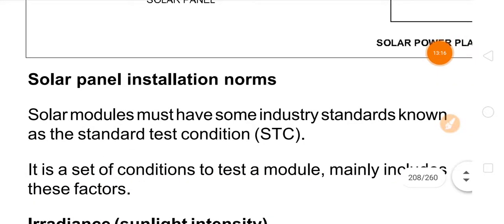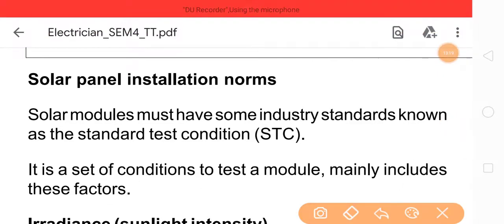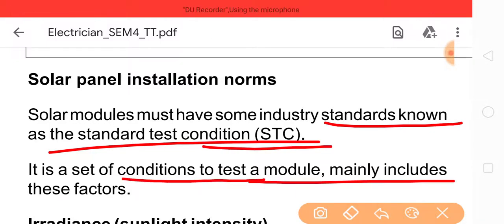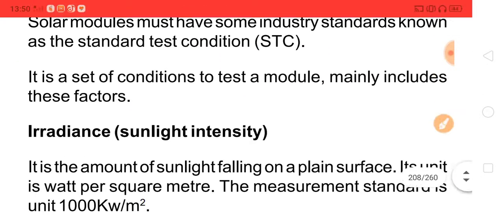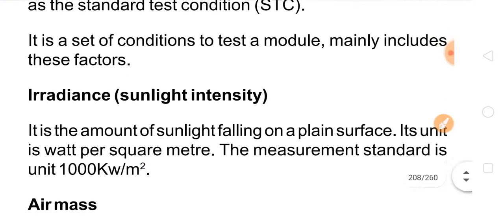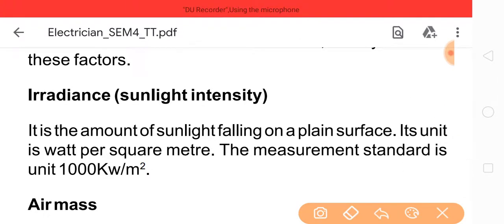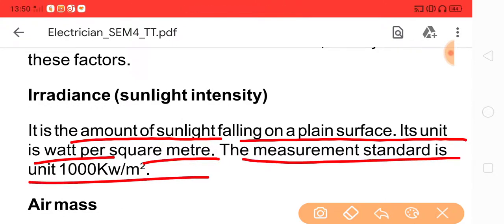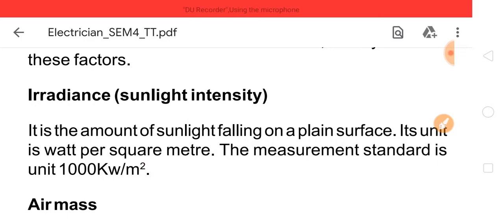Solar panel installation norms. Solar modules must meet an industry standard known as the Standard Test Condition, STC. It is a set of conditions to test a module, mainly including these factors. Irradiance, or sunlight intensity, is the amount of sunlight falling on a plane surface. Its unit is watt per square meter. The measurement standard is 1000 watts per square meter.